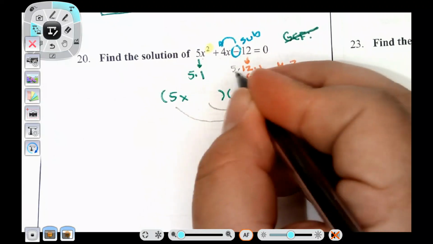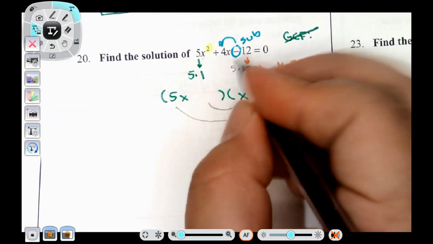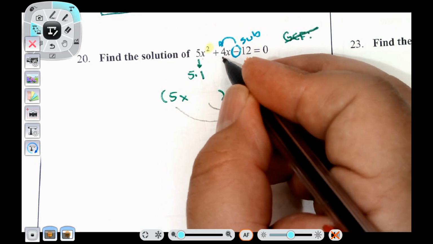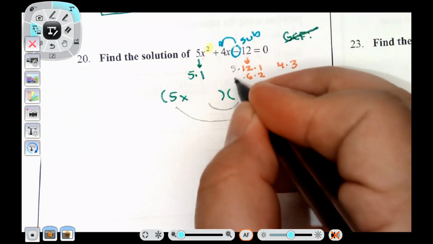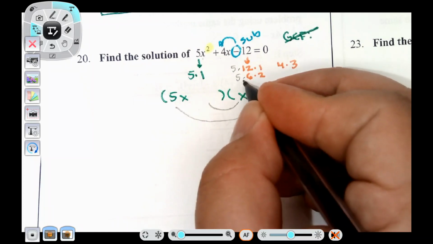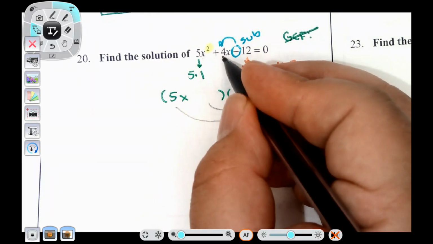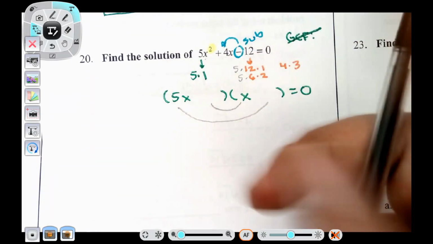12 times 5 on my calculator is 60. Way too much for a number 4. So that's not going to work. 5 times 6 is 30. But 30 take away 2, well, that's too much again. So this didn't work. Let's see.